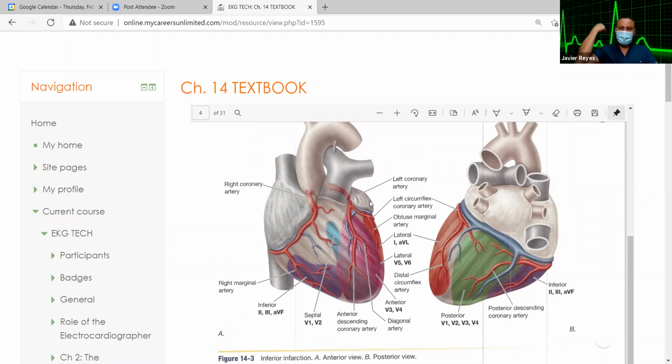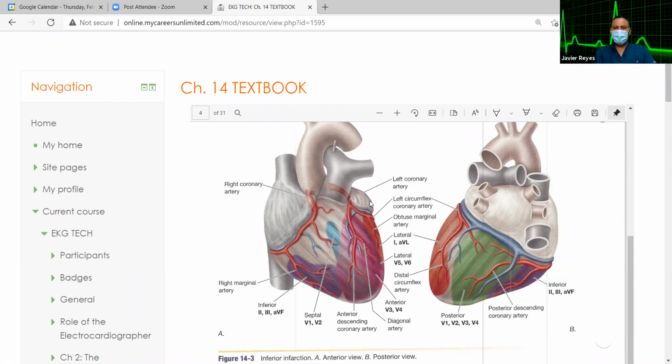You can look at which are leads. No, it's correct. An inferior infarct. We just said it right. 2, 3, there you go. So can you all see how it's telling you? You look at these leads, right? That means a heart attack is occurring at this artery.